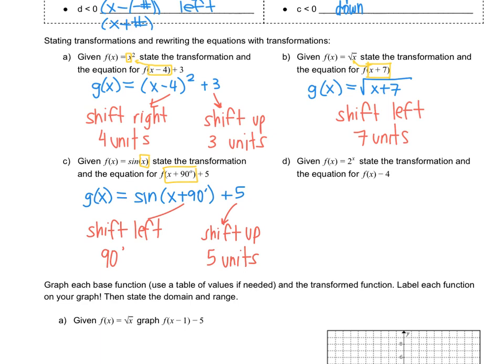Okay, and then let's try the last one. We have our exponential function, 2 to the power of x, and we are doing f at x minus 4. Because I don't have anything inside this bracket, my transformed equation will stay as 2 to the power of x, and this subtract 4 will go outside the function to show that it is vertical. So the only transformation we have here is shift down 4 units.